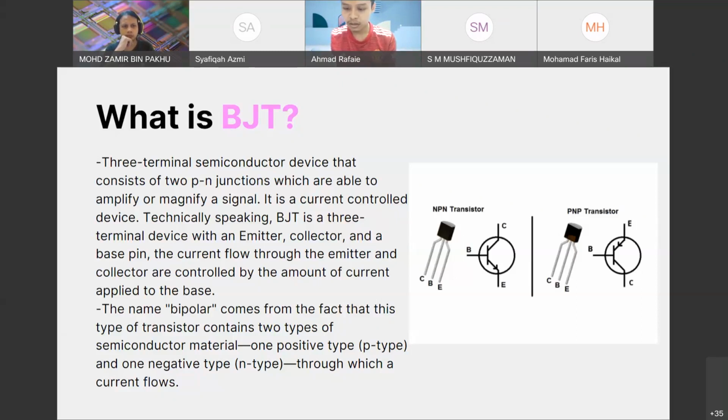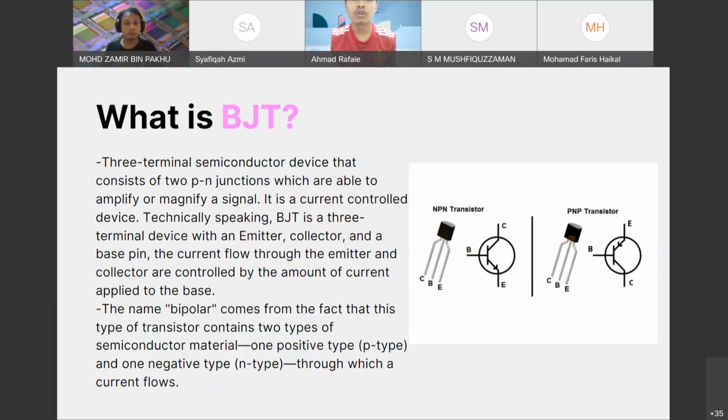In BJT, there are three doped regions. For NPN, the emitter and collector are doped with N-type impurity, and the base is doped with P-type impurity. And the second one is PNP, where the base region is doped with N-type impurity, and the collector and emitter are doped with P-type impurity. So this is the introduction about the BJT.